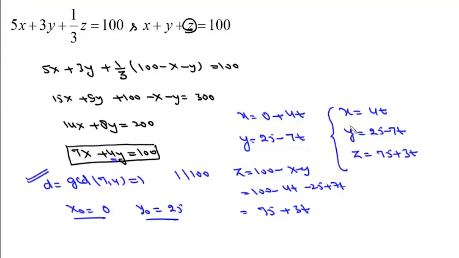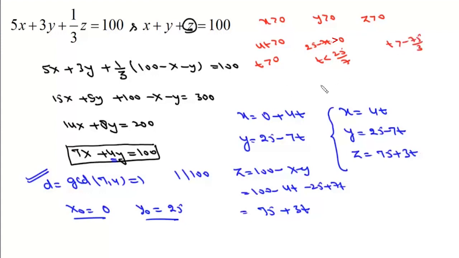So this is the general solution to this equation. Now if we have to find the number of positive integral solutions to this equation, for positive integral solutions, x is greater than 0, y is greater than 0, and z is greater than 0. Now from the first one, we'll get 4t greater than 0, that is t is greater than 0. From the second one, we'll get 25 minus 7t greater than 0, or t is less than 25 by 7. And here we'll get t is greater than minus 75 by 3. If we solve this, we'll get t should lie between 0 and 25 by 7. Now 25 by 7 is 3 point something. So the only integral values of t possible in this case are 1, 2 and 3. So this equation will have 3 positive integral solutions.